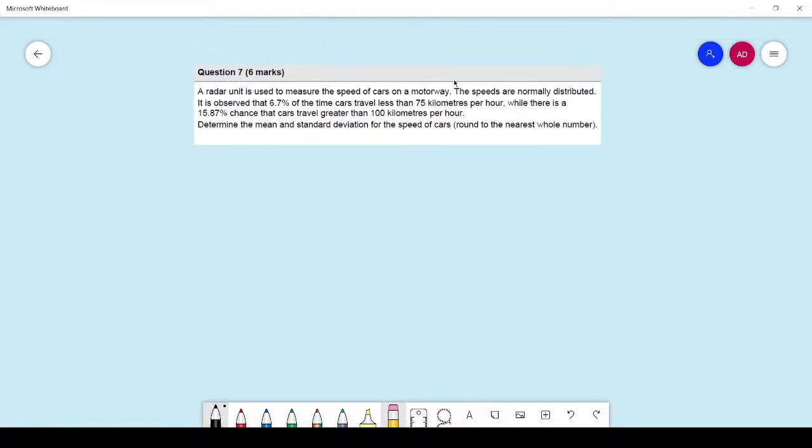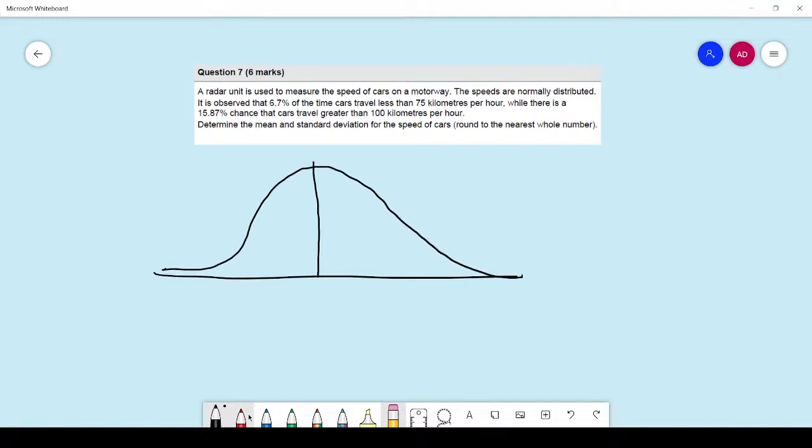A radar unit is used to measure speed. Speeds are normally distributed. 6.7% of the time the cars travel less than 75 k's an hour, while there is a 15.87% chance that they travel greater than 100 k's an hour. So I'm just going to draw a bell curve for this example. These are just good to get some intuition for what we're doing. So 6.7% of the time, 75 k's an hour. So that's 6.7%.